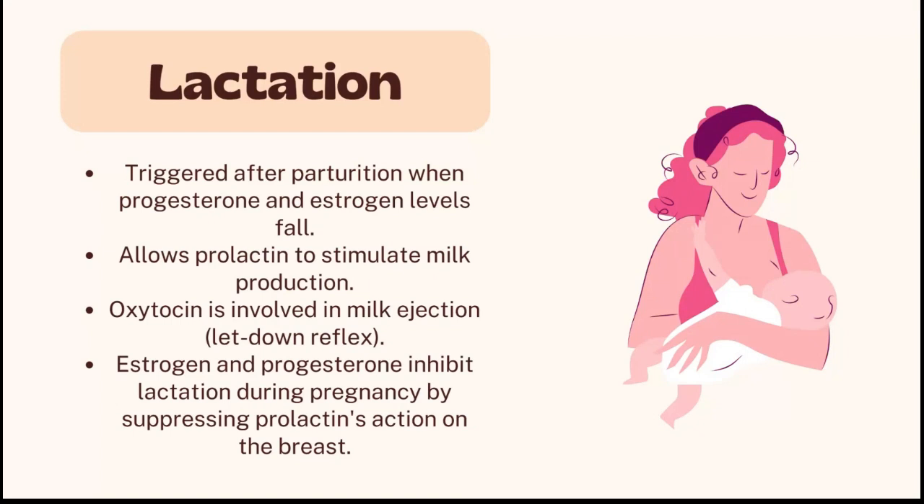Lactation is inhibited during pregnancy by high estrogen and progesterone. After childbirth, their levels fall, which allows prolactin to stimulate milk production. Oxytocin helps with milk ejection in response to infant suckling, which we mentioned already. So that's it for the menstrual cycle, pregnancy, giving birth, and lactation.